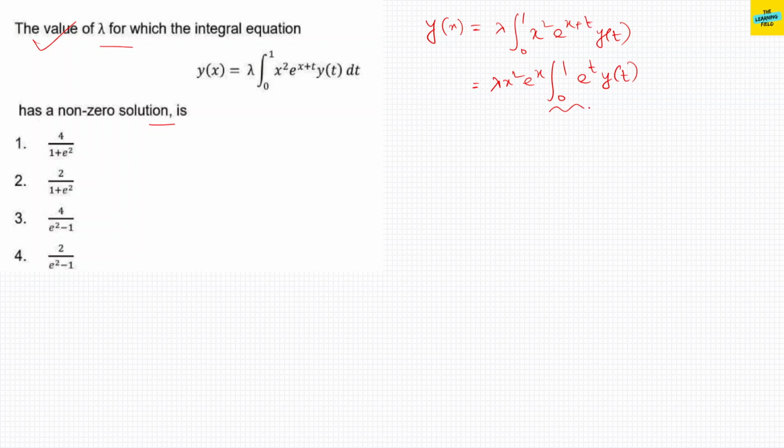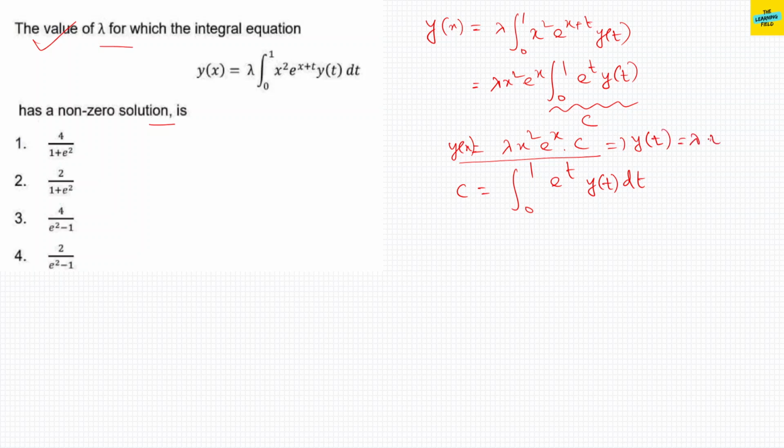Now if we want to solve this problem, then this quantity we take as c. So y(x) is equal to lambda x square e to the power x into c, and c equals the integral from 0 to 1 of e to the power t y(t) dt. Now this is the value of y(x). Now this implies y(t) equals lambda t square e to the power t into c.